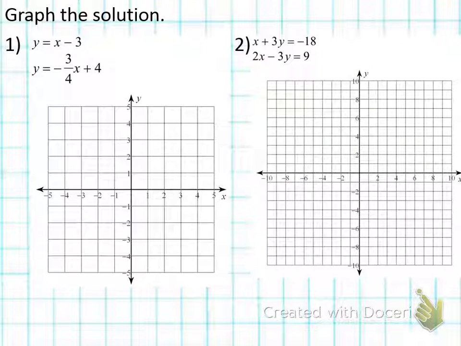Number one, we have two lines that are already in slope-intercept form. So the way we solve it now is we find the y-intercept of each. The first one, the y-intercept is -3. Slope is 1, right? 1 over 1. So we go up 1 over 1. We already know how to graph, right? So graph each of the lines.